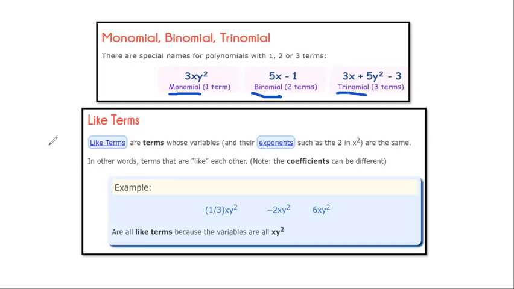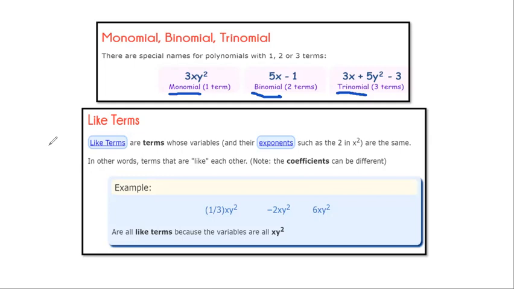Okay, so for example, the given term has the variables x and y, and another term has the variables x and y. And if the exponents of the variables are the same, therefore they are like terms. Again, to be considered like terms, they should have the same variables and the same exponents. And take note, coefficients can be different.